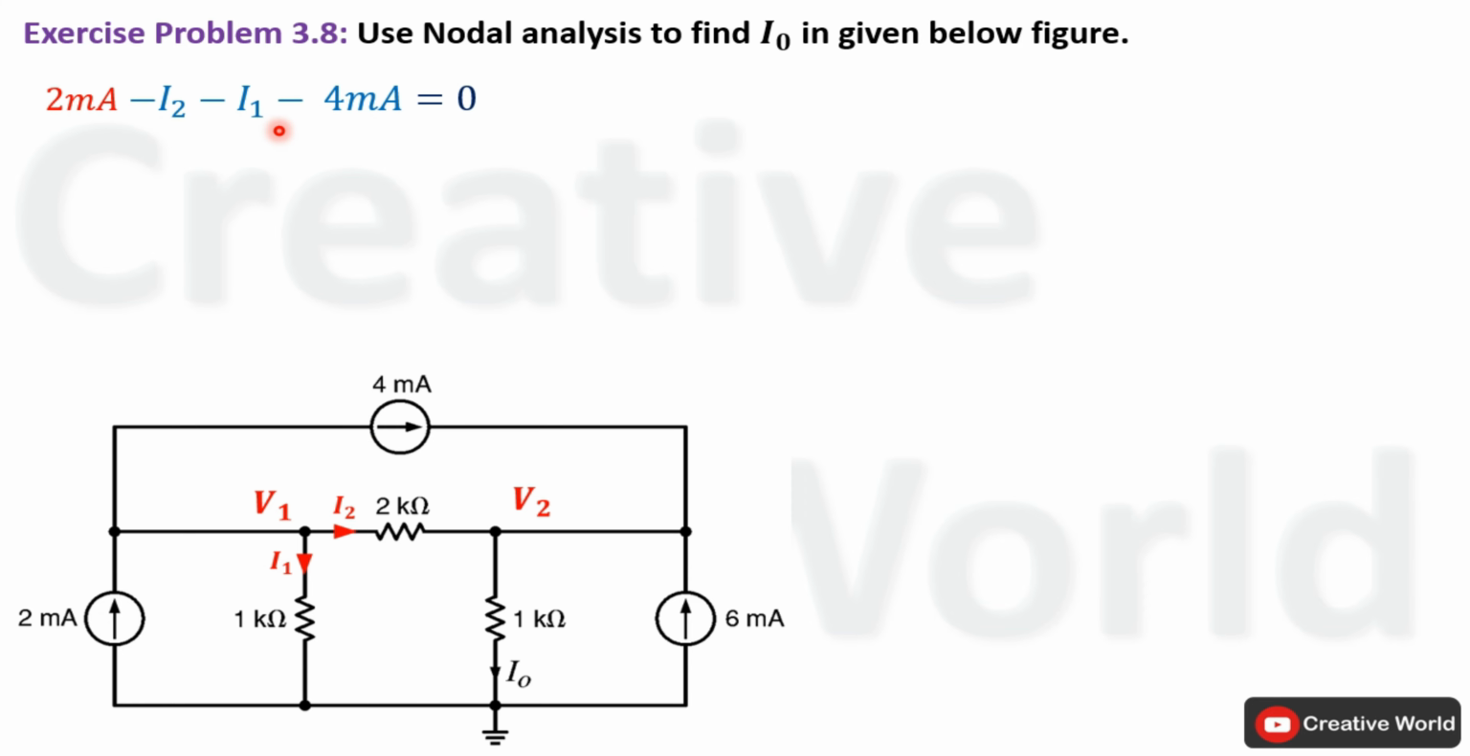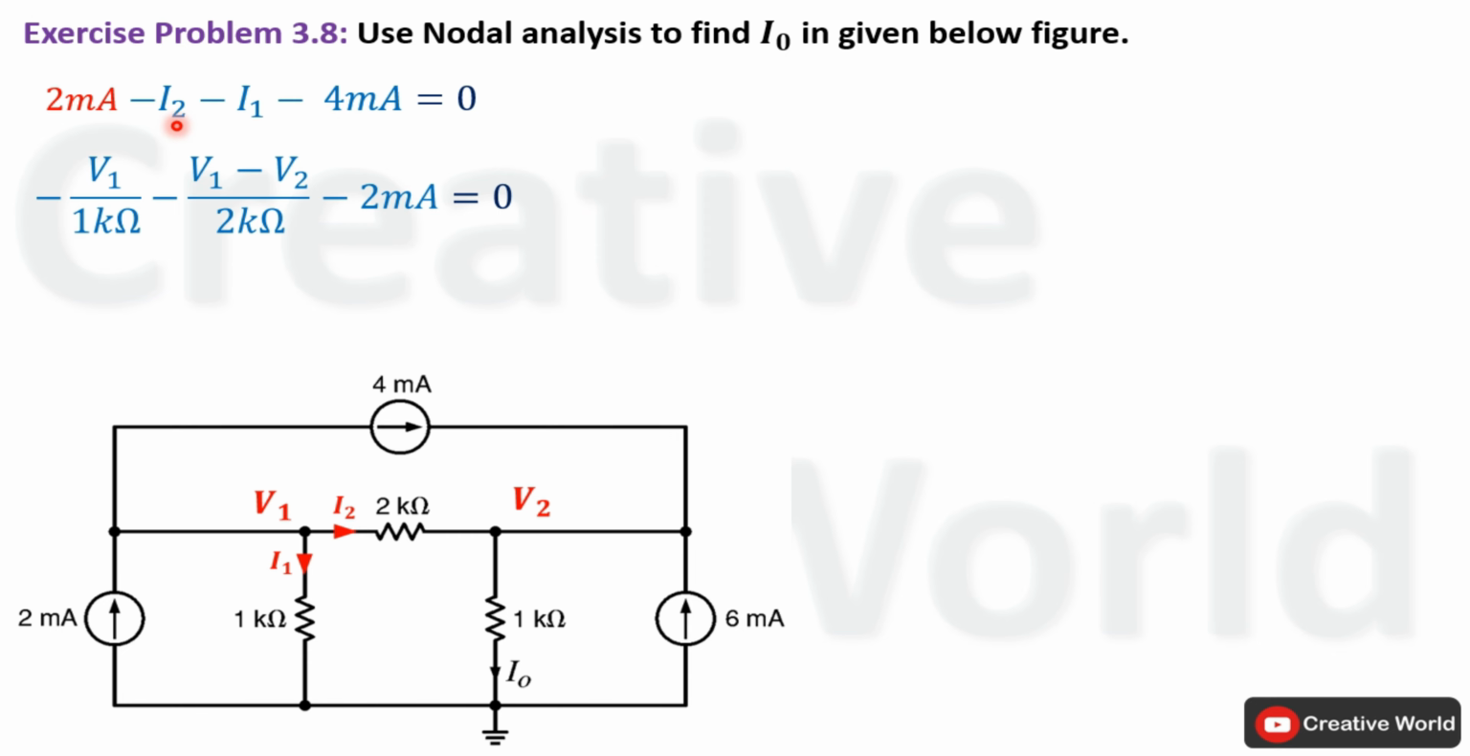In the next step, we have to replace these two currents I1 and I2 with their respective equations. Here current 2 mA is subtracted from 4 mA. The answer was minus 2 mA because the larger value has the minus sign along with it.